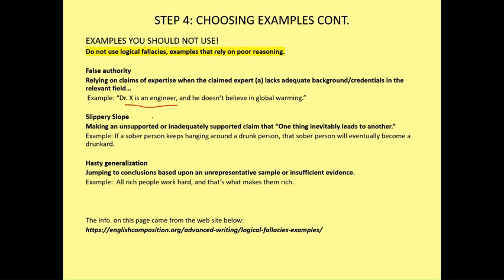Also, another logical fallacy is the slippery slope, making unsupported or inadequately supported claims that one thing inevitably leads to another. So here, if a sober person keeps hanging around a drunk person, that sober person will eventually become a drunkard. Yeah, that's just really out there. You can't make that connection. Then there are hasty generalizations like this one: all rich people work hard and that's what makes them rich. That's a generalization. You don't know if all rich people work hard.